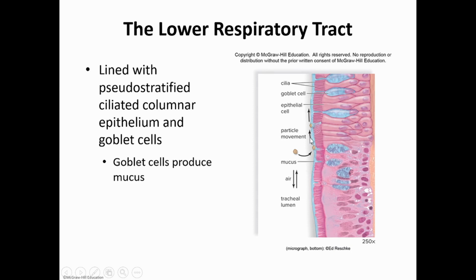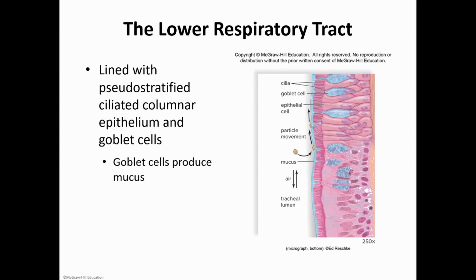And then columnar, again, that just tells us the shape, that they are column-shaped. The goblet cells are those blue cells you're seeing between all the pink epithelial cells. And these are special cells. They're going to be the ones producing mucus. And it's these goblet cells and epithelial cells that are going to be working together to help make sure that dirt and debris that may not have been caught up towards your nose is going to get caught before we get to the lungs.